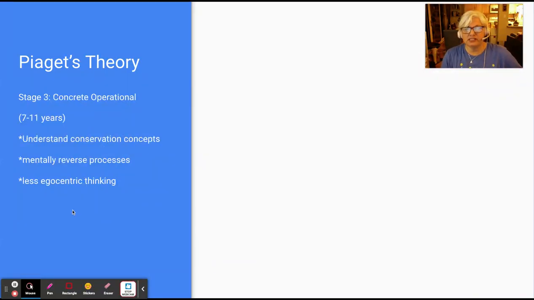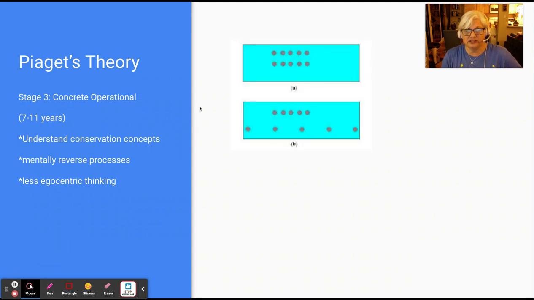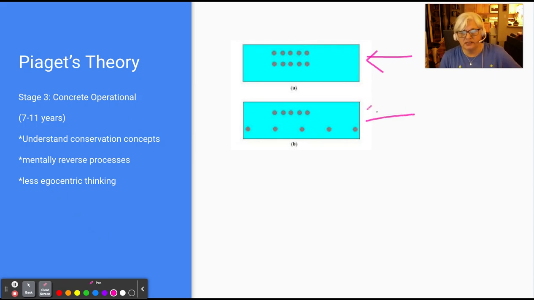The third stage is called concrete operational. So now we have kids that are understanding conservation. So here you can see here's a test that you would do to test if kids have it. Okay, do these two lines have the same amount of dots? Yes or no? Do these two lines have the same amount of dots? And they have to answer it without counting them. If they don't have conservation as a concept, they will think that this one has more.